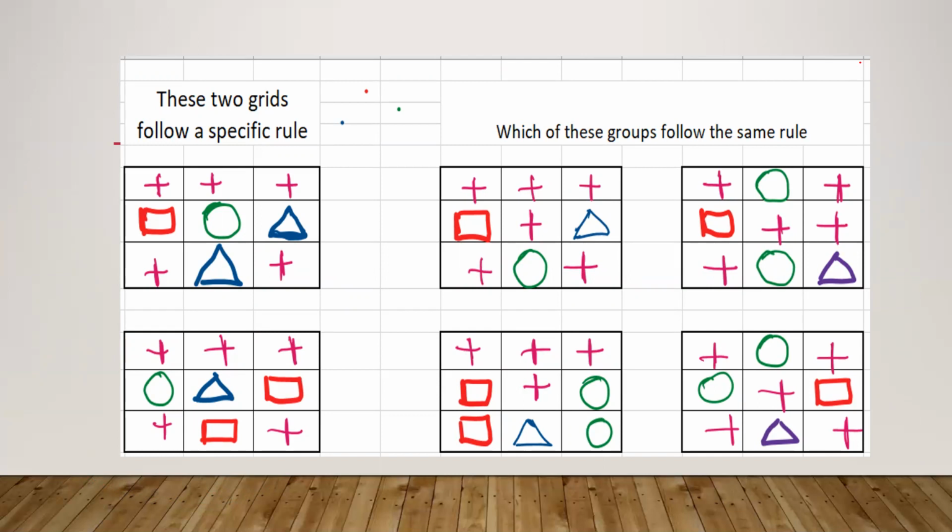So this is A, this is B. Okay, the options are 1, 2, 3, and 4. Now let me see. First row is same in both. Row wise, the second row is not same in both. Third row is not same in both.